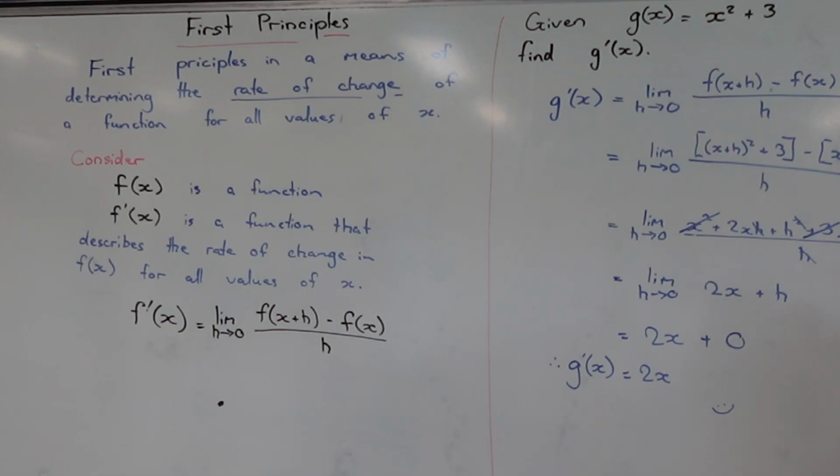Capital H of x equals, and we will go x. Be really mean, I'll give you a cubed. Find h prime of x or h dash of x. Or in other words, find the function that describes the slope of h of x for any given value of x.